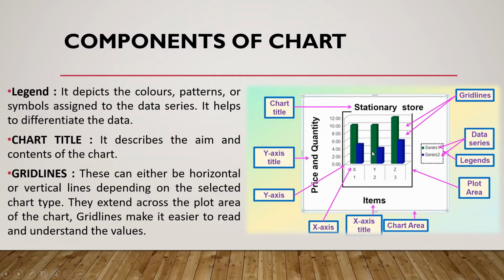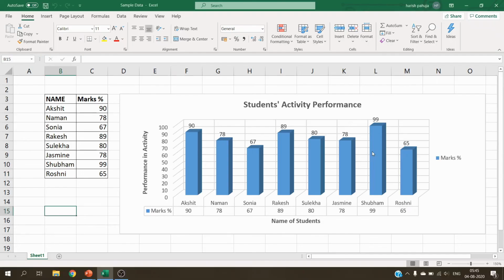Now the same thing we are going to understand in Excel for better understanding. So here you can see the table. We have name and the marks. Some students' names have been given with their percentage of marks, and here we have the chart. This is students' activity performance. You can see the chart title is shown here. Then this one is the axis title for vertical, and this one is the axis title for horizontal, right? This one is the horizontal axis title.